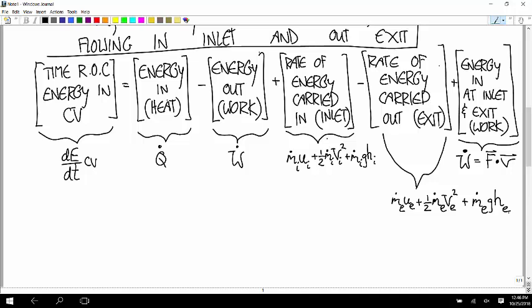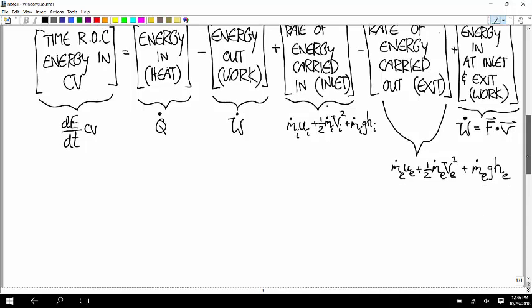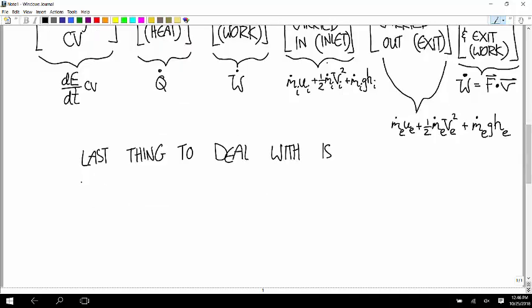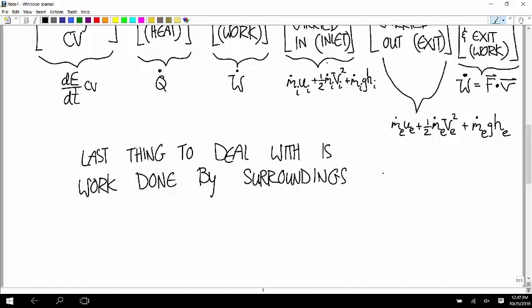Okay, everyone with me so far? All right, so the last thing that we have to deal with is the work done by the surroundings on the control volume at the inlet and the outlet.